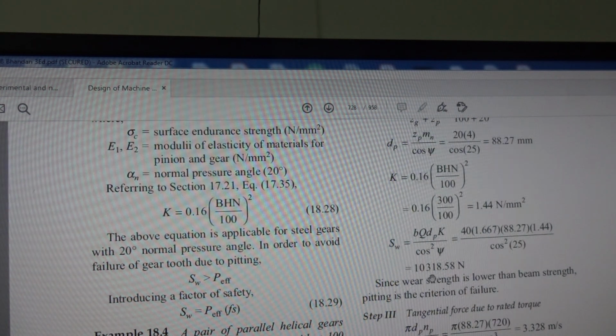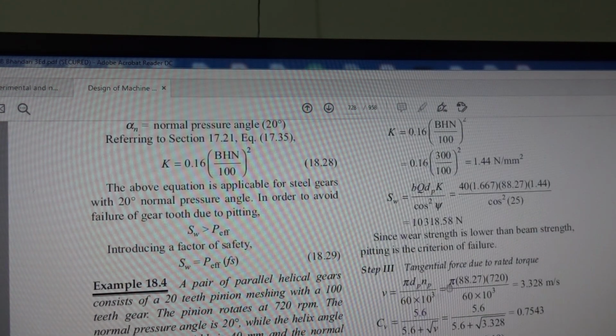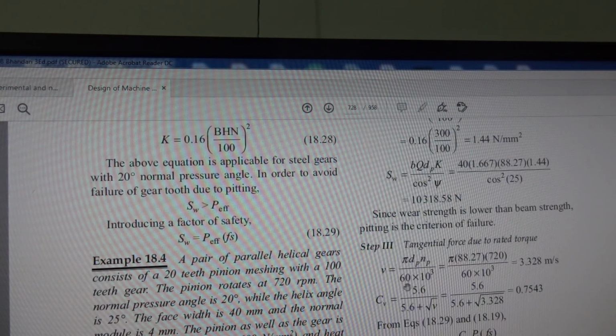So here the wear strength SW is less than the beam strength. So pitting is the criterion of failure. V is equal to pi dp np by 60 into 10 to the power 3, from the tangential force due to torque. From here you can get the velocity V, the pitch line velocity.